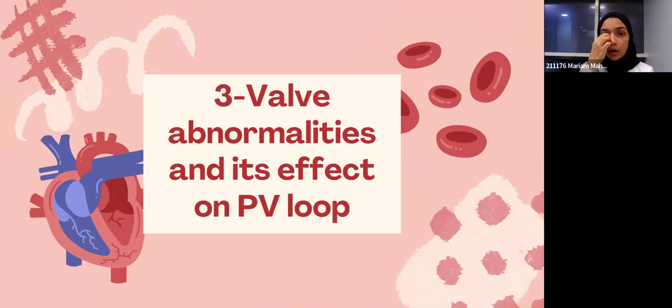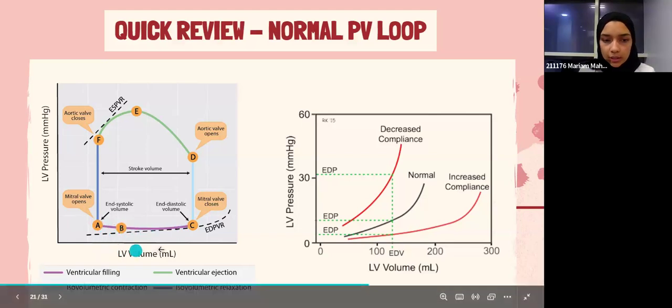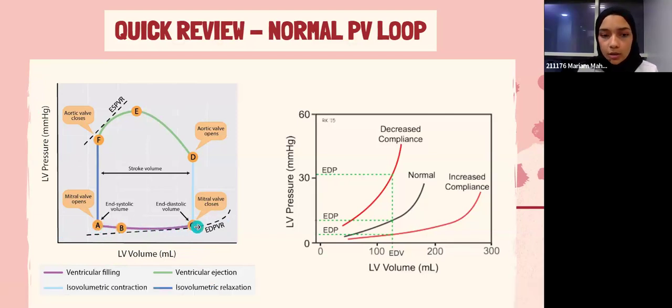Okay. So now for the valve abnormalities and their effect on the PV loop. Just a quick review of the normal PV loop. Here you have the ventricular filling. The mitral valve opens, and the blood passes from the atrium to the ventricle, so the ventricle starts filling. You see that there's an increase in volume. On the x-axis there's the left ventricular volume, and on the y-axis there's the left ventricular pressure. The volume increases, and then the mitral valve closes.